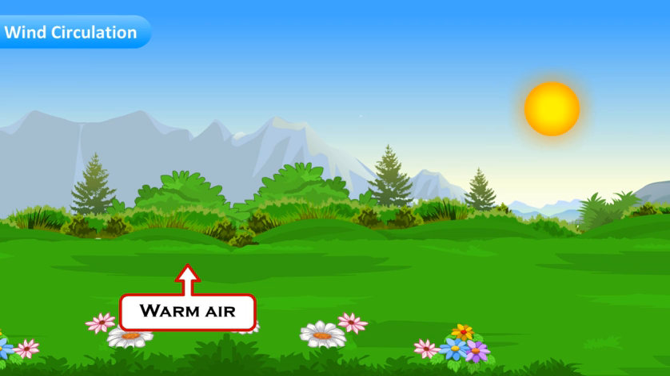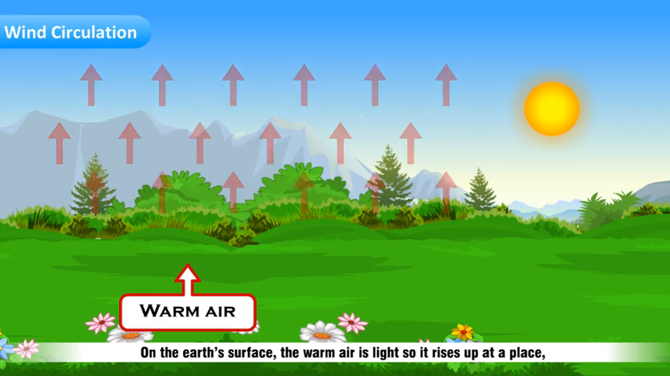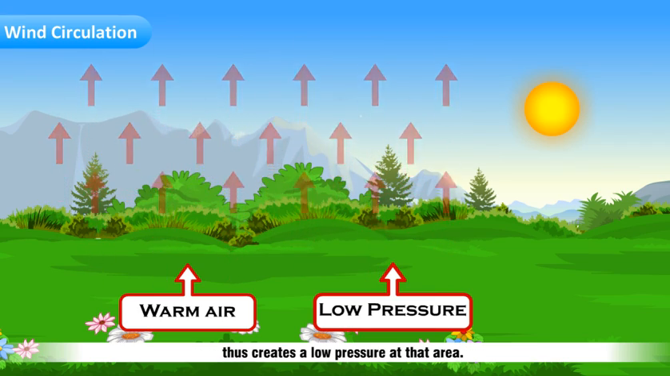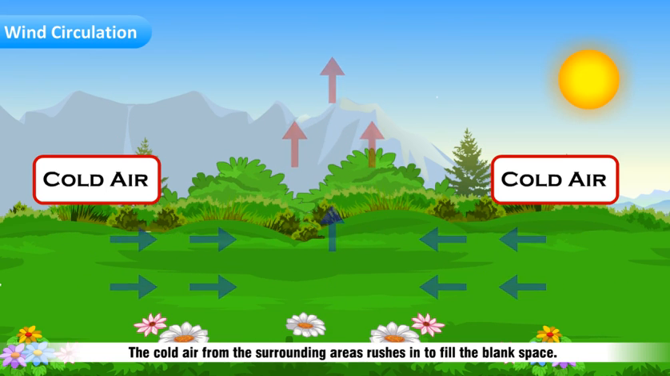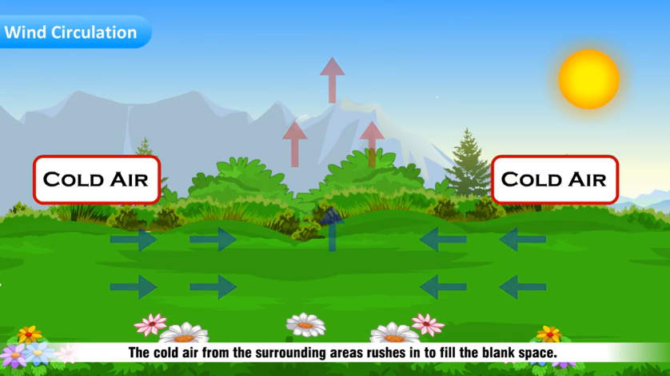Wind circulation. On the Earth's surface, warm air is light, so it rises up at a place, and thus creates a low pressure at that area. The cold air from the surrounding areas rushes in to fill the empty space.